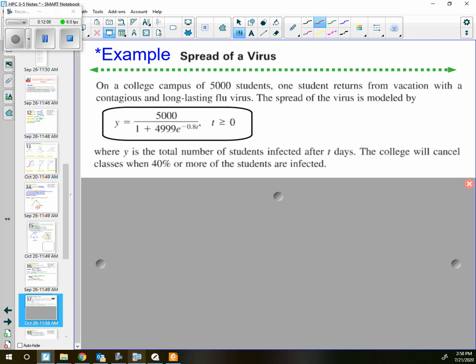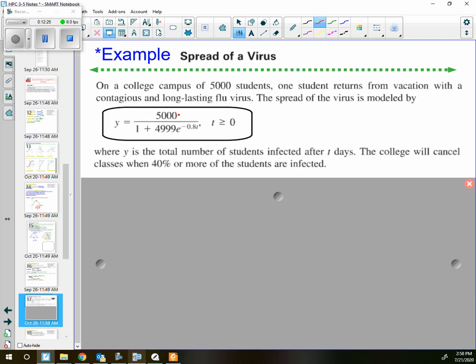The minimum value would be no people having it. So think about those asymptotes and what that means. On this college campus, there are 5,000 students. One returns from vacation with a contagious, long-lasting flu, and this is what it's going to be modeled by. Notice where the 5,000 is: that's the maximum value that we have.